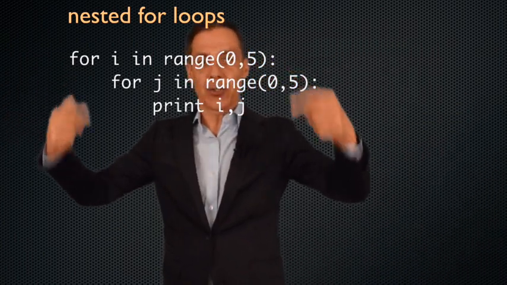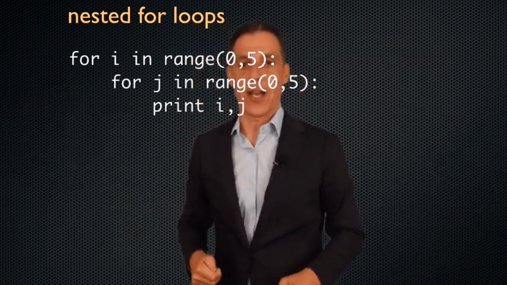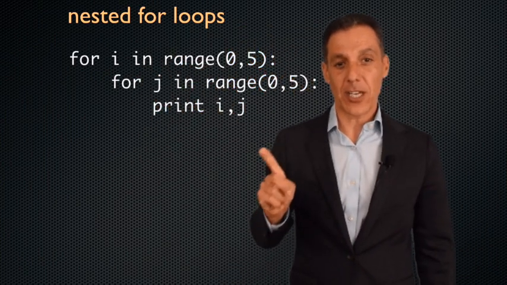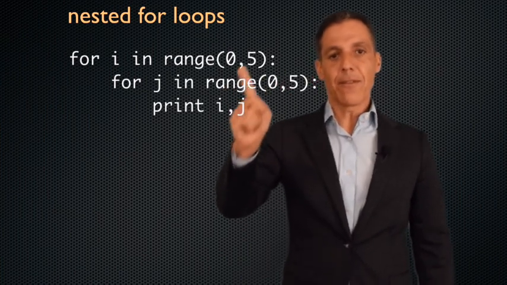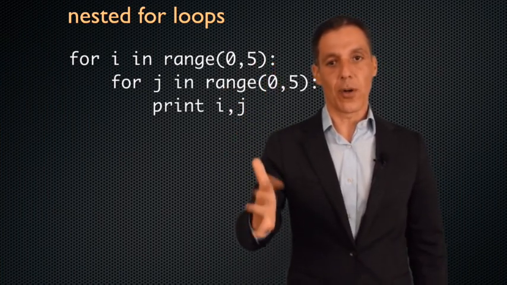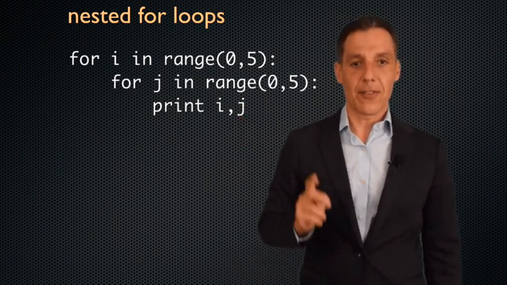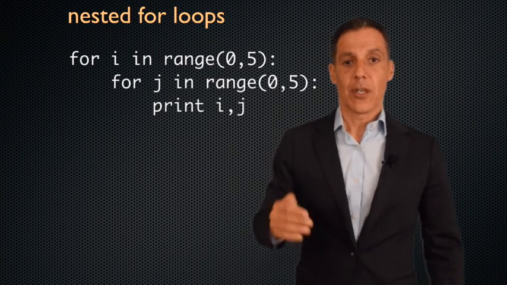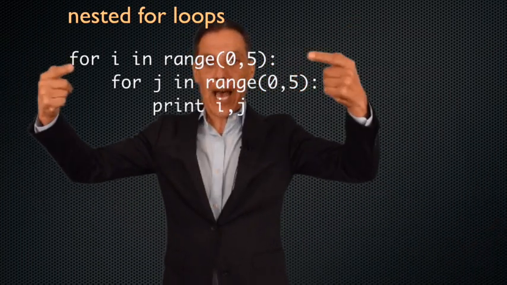So for I in range 0 to 5, for J in range 0 to 5. So I is going to take on the value of 0 to 5. Okay, listen carefully now. For every distinct value of I, 0, 1, 2, 3, 4, J will take on the value 0, 1, 2, 3, 4. For every value, right? Because what's going to happen here is I is 0.